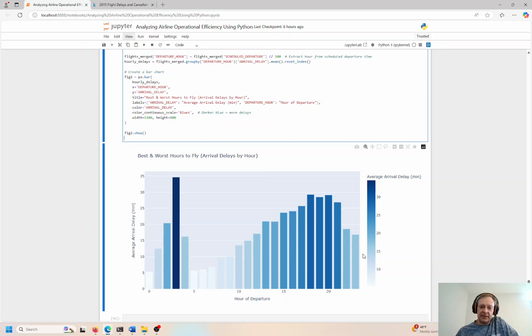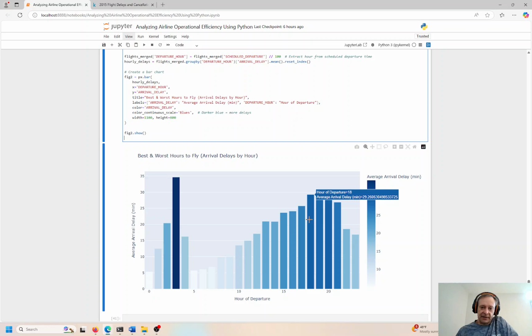But the next biggest delays totally make sense. This one, I don't know if I really agree, but I didn't change the data at all, so it is what it is. The average delay is 34 minutes if you fly at 3 o'clock in the morning. These make a lot more sense to me. But the data is what it is, right? I didn't change anything here. This makes a little bit more sense.